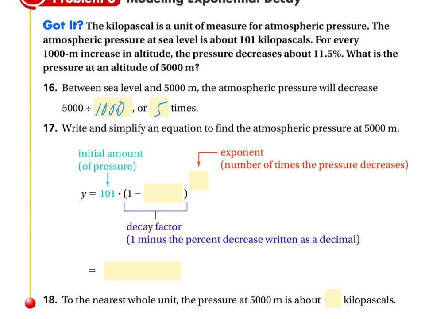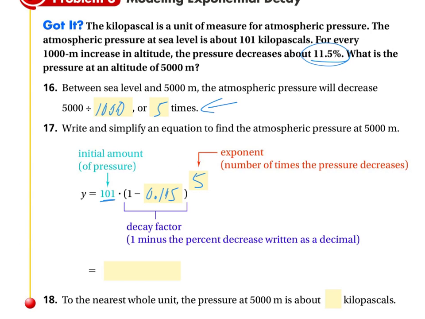Our initial pressure amount is this 101. We're going to multiply it by 1 minus 0.115. Now, do you know where I got that 0.115? Yes, it's this percentage point right here. And how many times does the number decrease? Well, we found out here that it decreases 5 times.